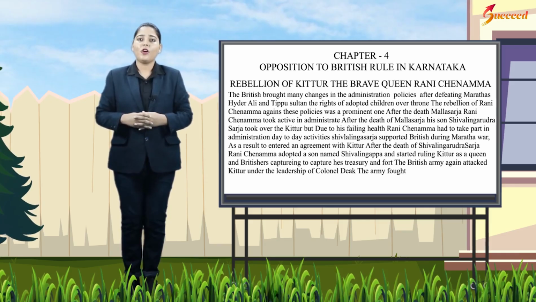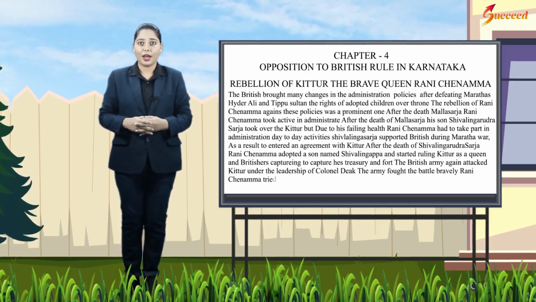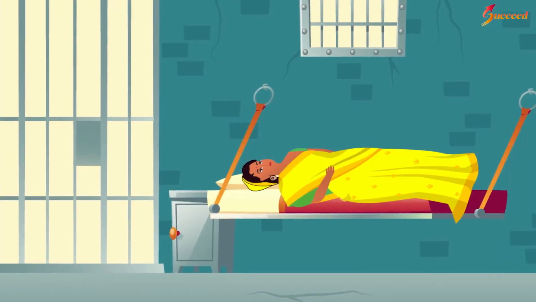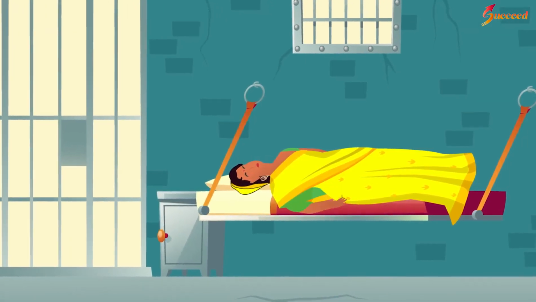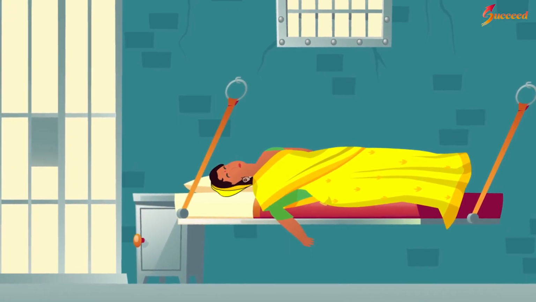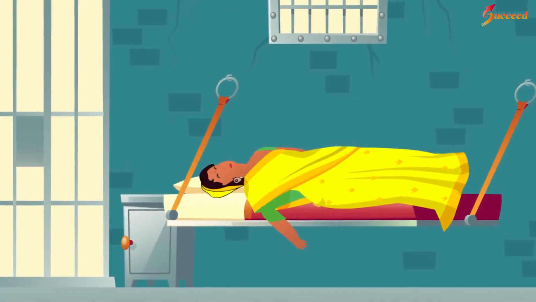The army fought the battle bravely. Rani Chinnamma tried to flee from the battle but was captured and imprisoned by the Britishers. She died in the prison but still remains an ideal person for all of us.